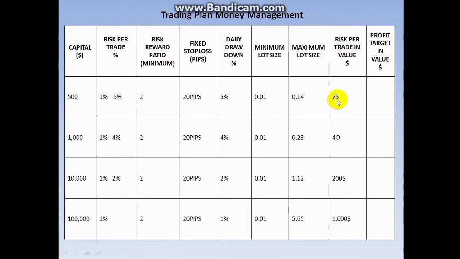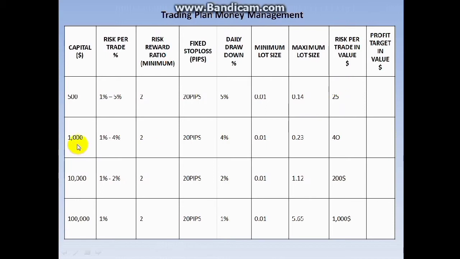You are risking $25 to make back $50, because I'm using the 5%. The 5% of $500 that you are risking per trade in value is equivalent to $25.